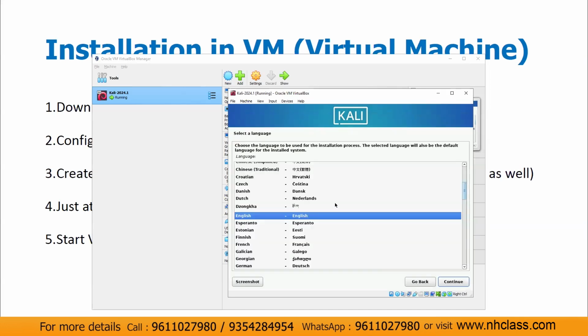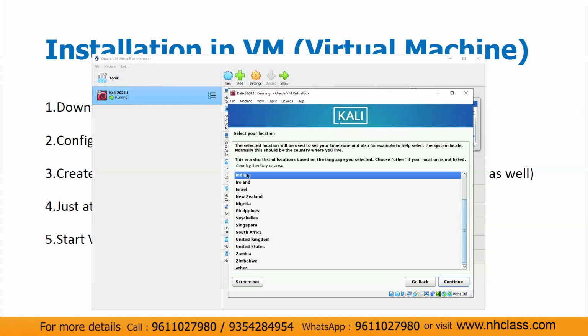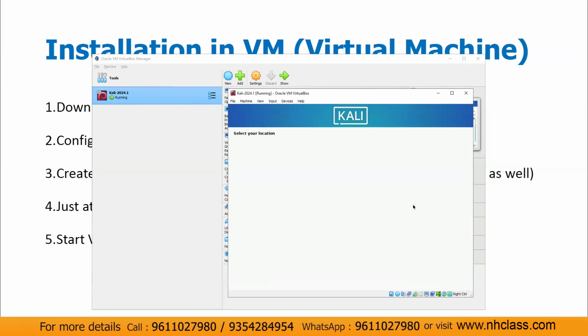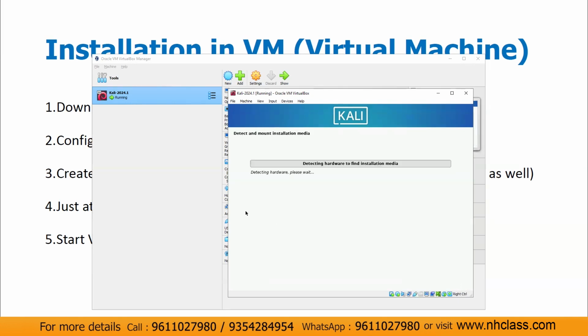So we'll come to very simple steps like language selection. So English. Then location selection. You can choose. You can see by default it's US. If you want to select India or whatever your location, you can. Then keyboard. Again, it is your choice. By default, you know, American English. Okay. So continue. Then it will ask for the host name. Once the process is done, it will ask for the host name.